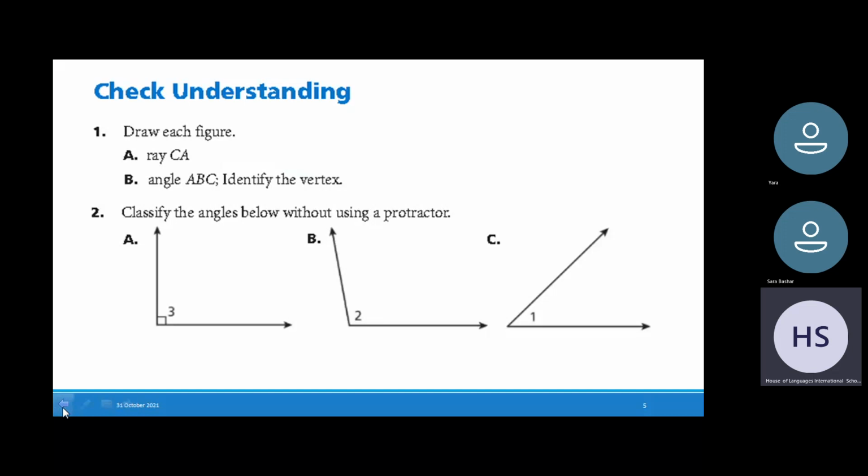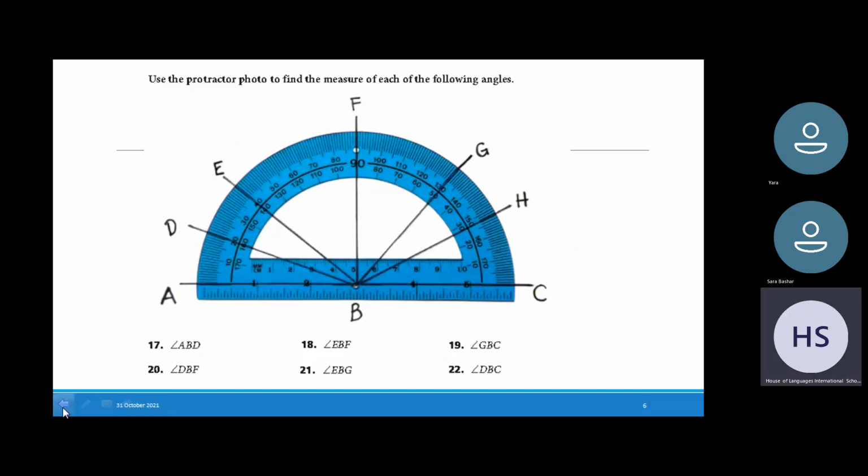I think it's an acute. I want to give you the measure. How will you measure the angle? If you have this protractor, you must start from here. Angle zero, 10, 20, 30, 40, 50, 60, 70, 80, 90, 100, 110, 120, up to 180. So you have to measure from left to right. This is for the protractor.